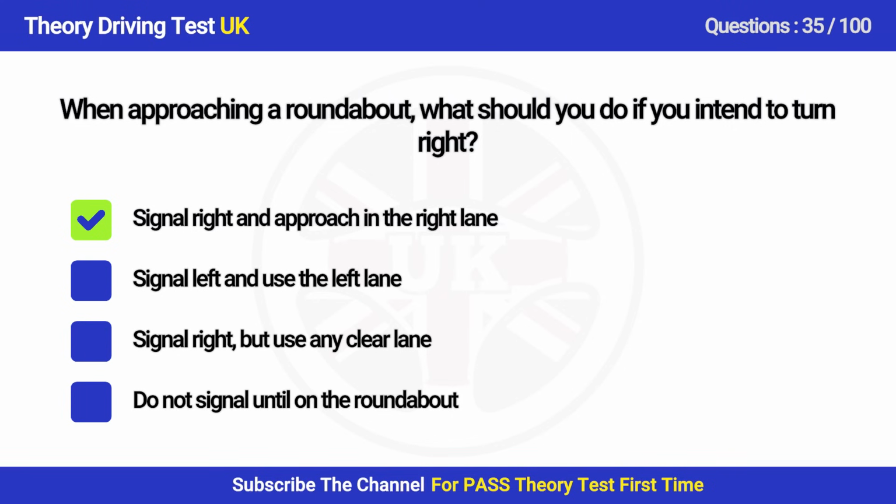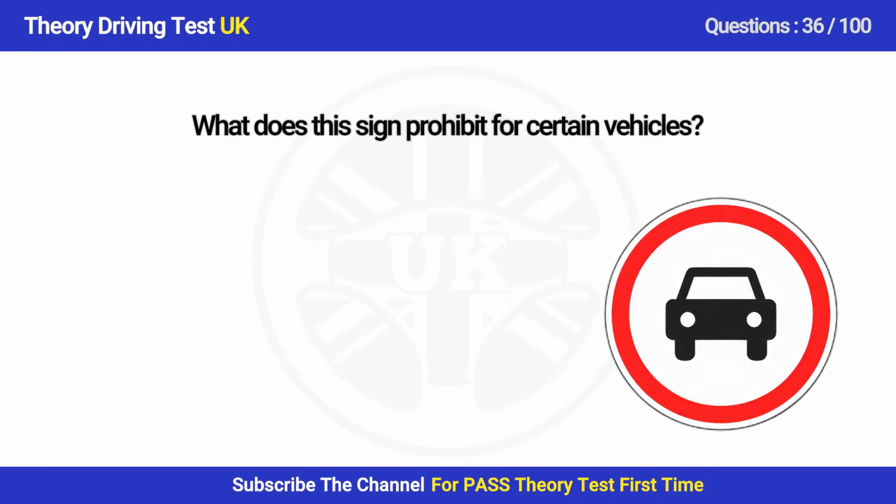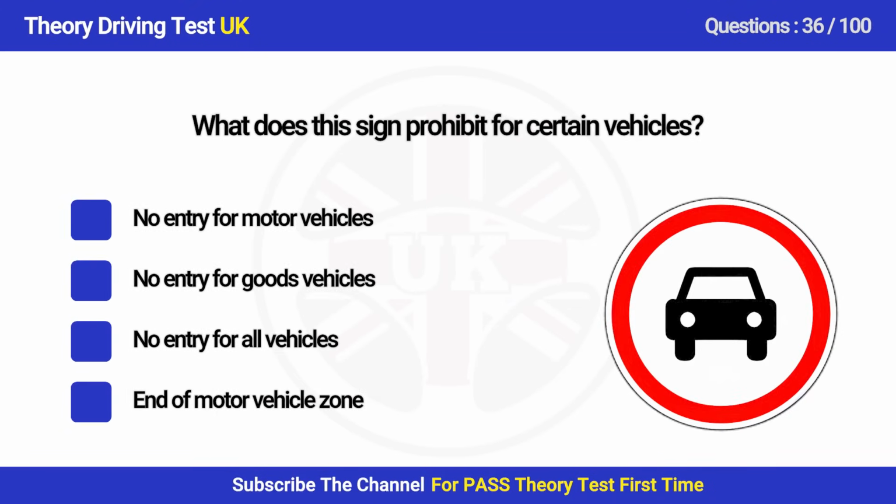Answers is A. Signal right and approach in the right lane. When turning right at a roundabout, you should signal right on approach, position your vehicle in the lane or the appropriate lane as indicated by road markings, and continue to signal right until you pass the exit before your intended one. Question 36. What does this sign prohibit for certain vehicles?